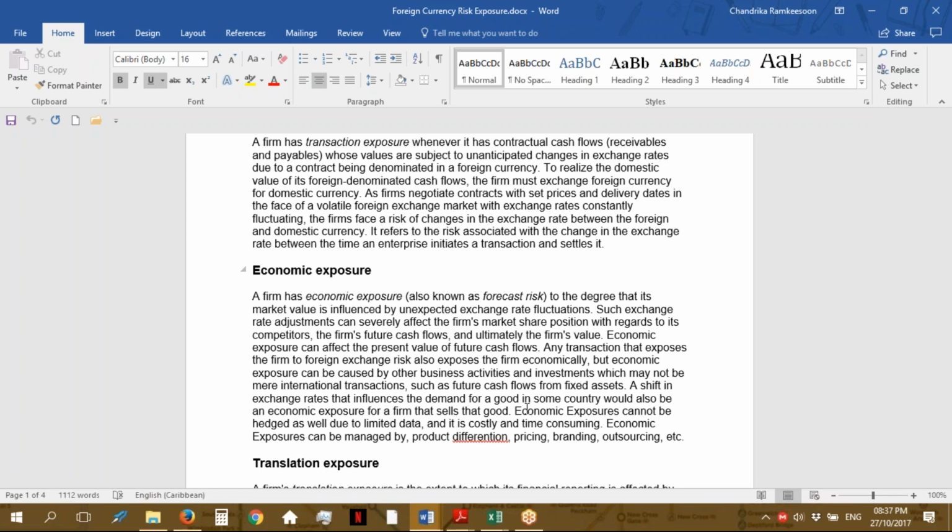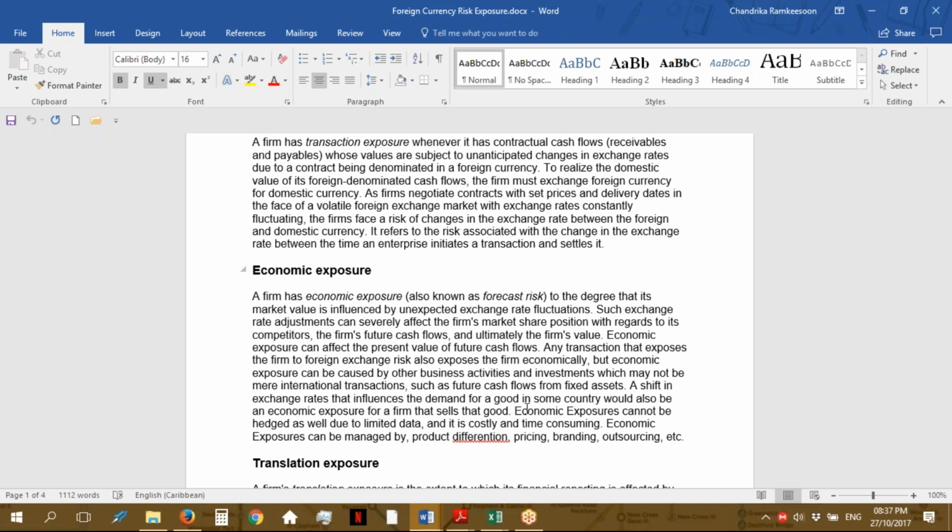Economic exposure can affect the present value of future cash flows. Any transaction that exposes the firm to foreign exchange risk also exposes the firm economically. But economic exposure can be caused by other business activities and investments which may not be mere international transactions, such as future cash flows from fixed assets.